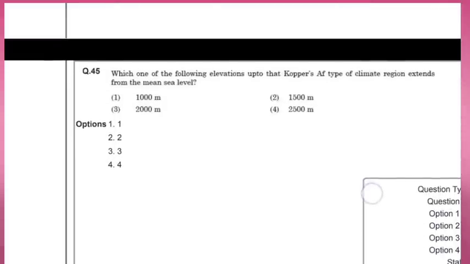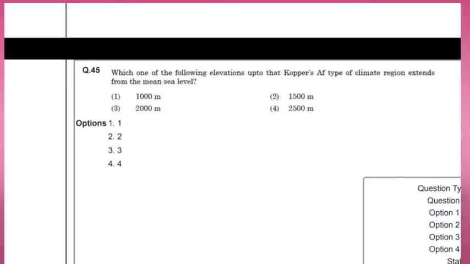And the next question: up to what elevation does the Köppen Af type of climate extend from mean sea level? This is question number 45. The option is 1000 meters. Option 1 is the correct answer.